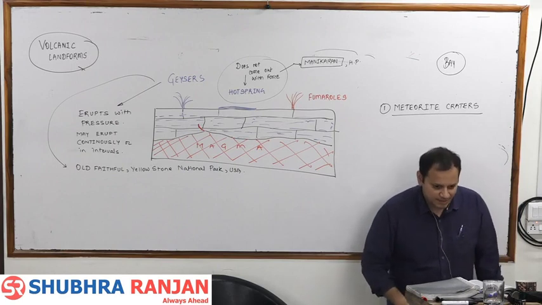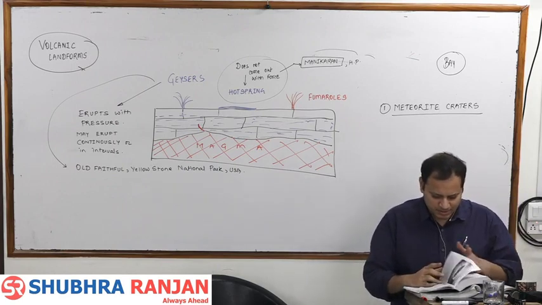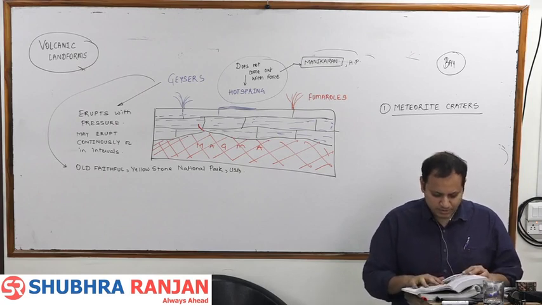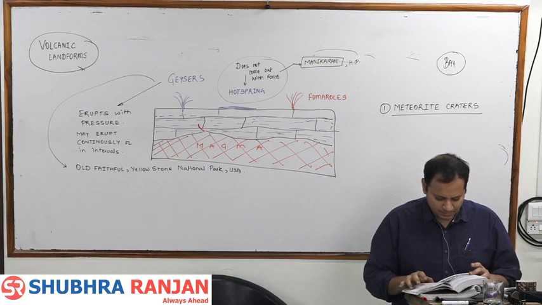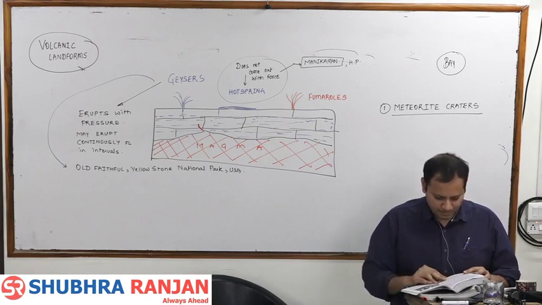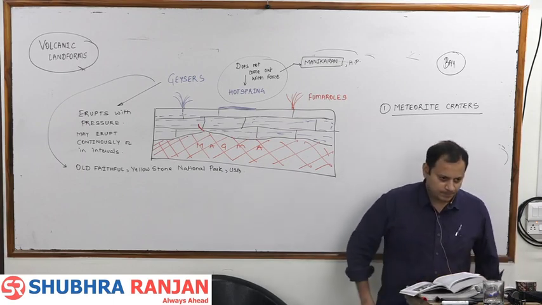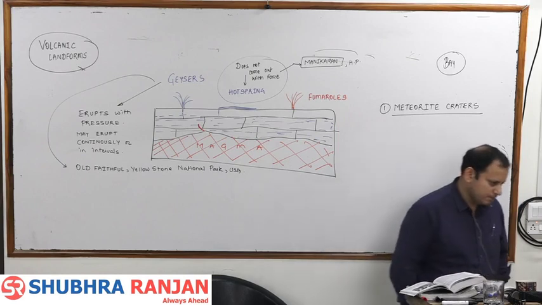Next, such smaller craters can also be caused due to explosion of bombs and mines.